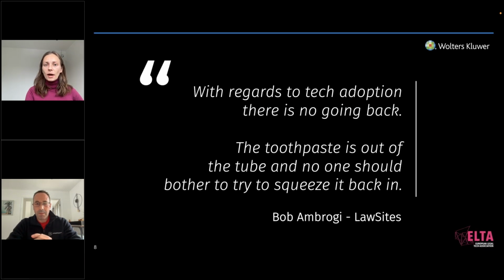Another way to express the pressure is a great saying by Bob Ambrosi. For those who don't know him, he's a thought leader in the space and speaks a lot about it. But I thought he summarized what's happening in the industry quite well with regard to tech adoption. There is no going back. And he quoted, "The toothpaste is out of the tube. No one should bother to squeeze it back in."